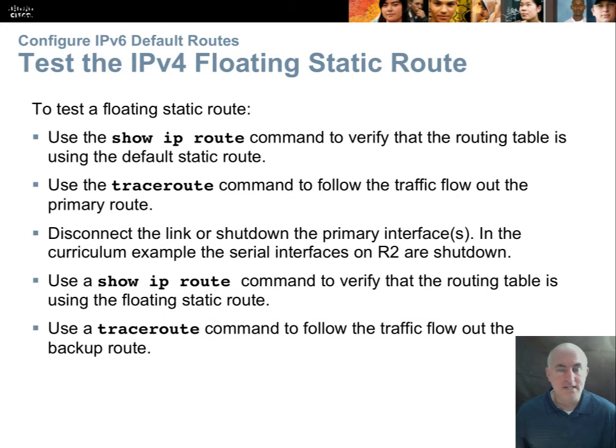Then we need to test our floating route by traceroute. Traceroute's really the only way to do this because ping doesn't tell you what path your packet takes. Traceroute is going to tell me what hops it goes through. So it's going to verify that it is still going to router 2 and not going to router 3. Then I can pull the cable or shut down the interface going to router 2, and I can see that the next time I do traceroute, it is in fact rerouted through router 3.